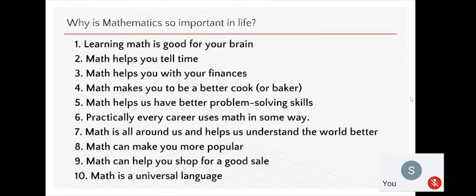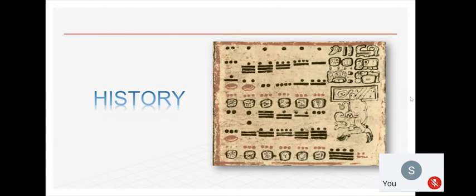Once you know reductions and percentage calculation, then you can buy good things at a cheap price. So at the end, maths is a universal language. It exists everywhere in science and engineering. So let's move on to the history section.